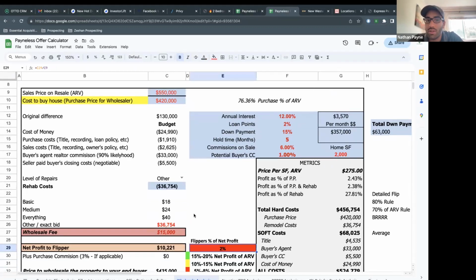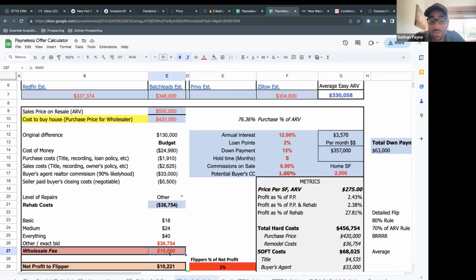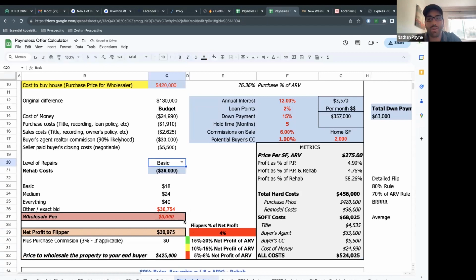Nobody's doing that deal. So what I can do is reduce my wholesale fee to see if it's a deal. Okay, it's at 4%. Nobody's doing this deal. Okay, then I'm like, well, maybe that's this one. People start fluffing their numbers. They're like, well, maybe the rehab is basic. Oh, even basic is just a little bit tinier. So you're like, okay, it doesn't work.